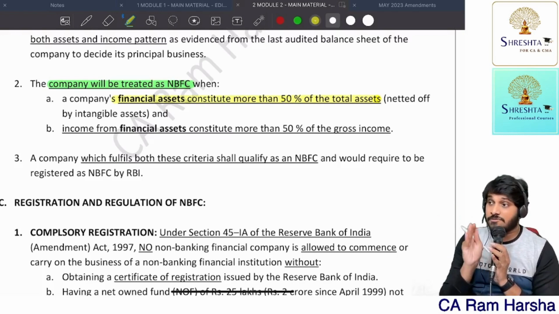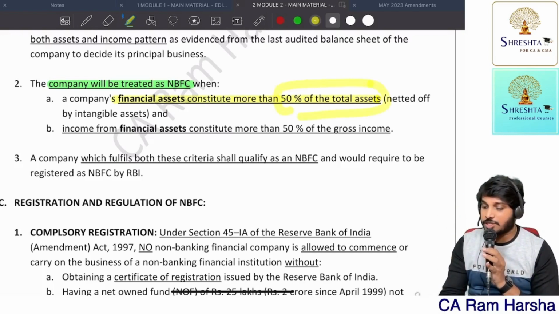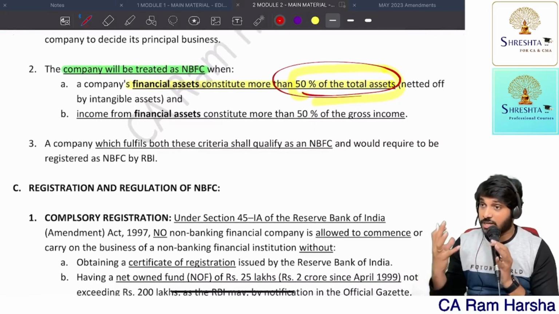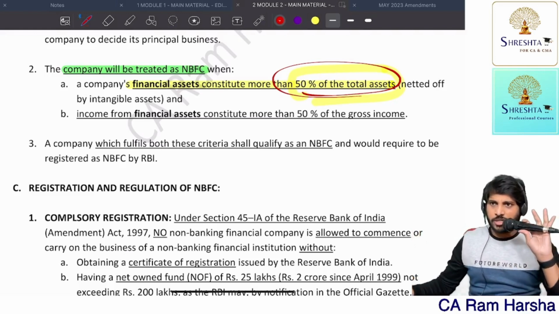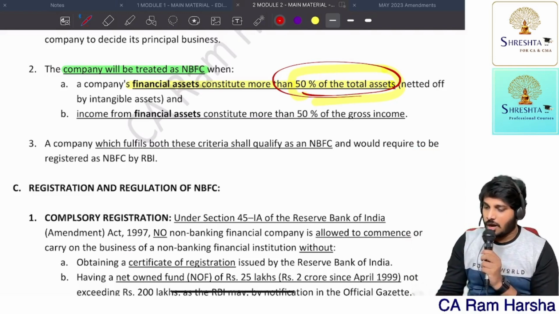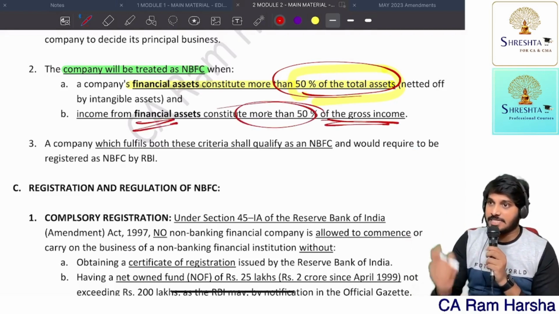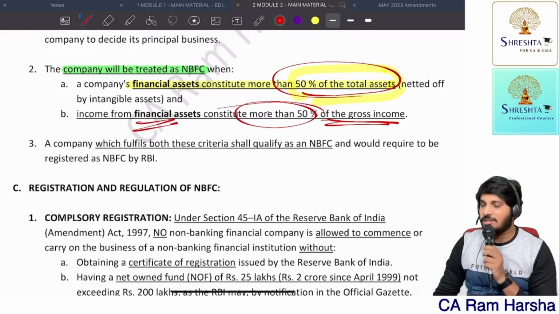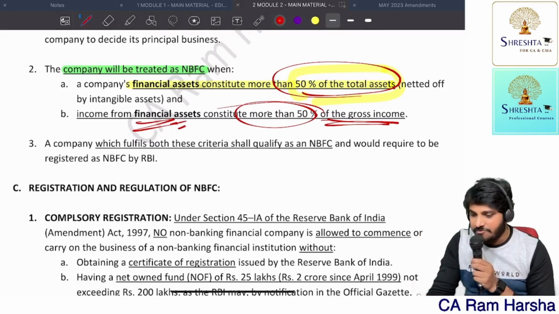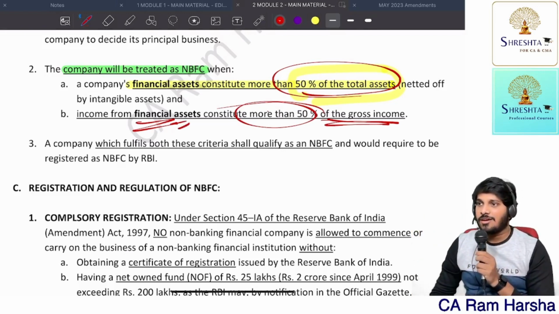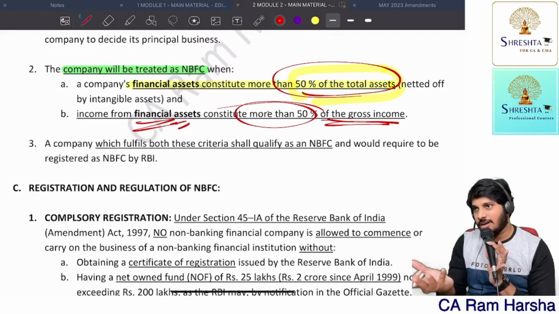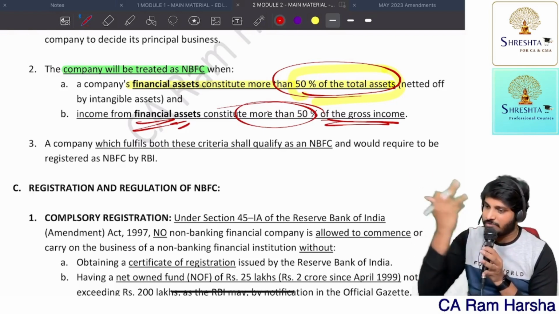Ignore that. Financial assets: if they are more than or equal to 50% of your total assets, more than 50% of your total business is financial assets, and out of your gross income, more than 50% is income from financial assets, then what business are you doing? Predominantly, you are getting income from financing activities. What operational activities are you doing? You say manufacturing, but you are not having income from manufacturing. You are having more income from financial activities.